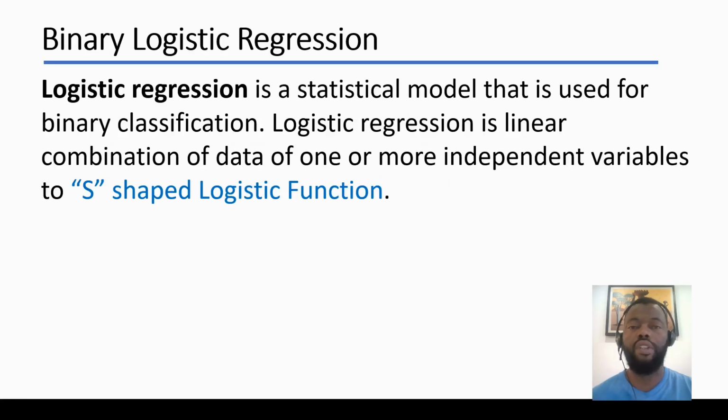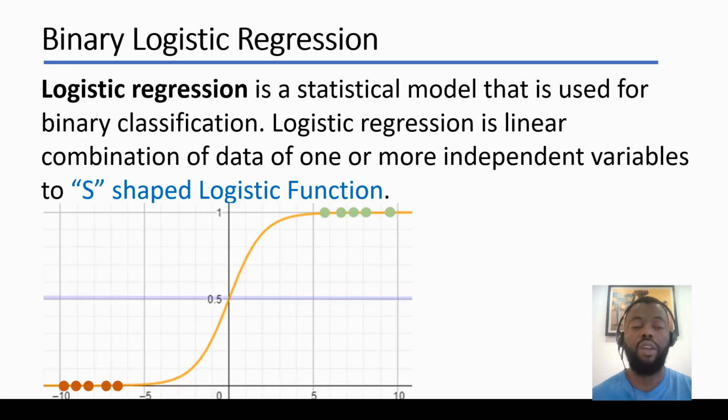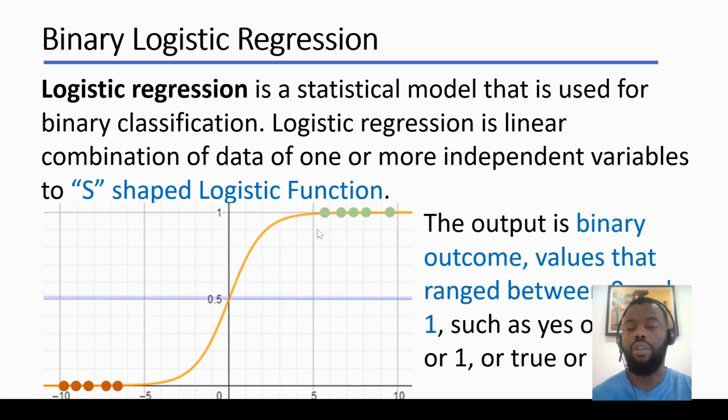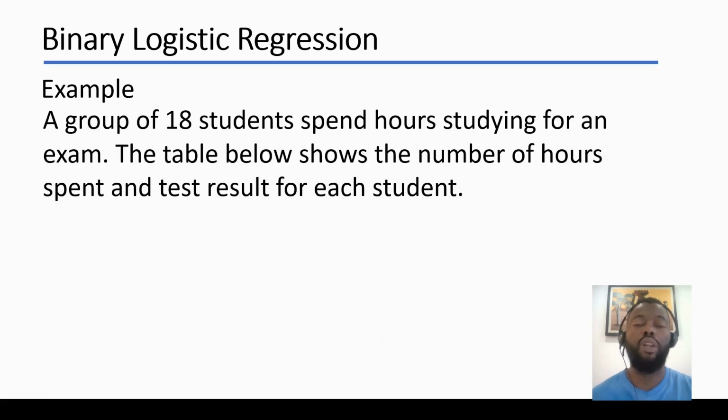Logistic regression is a model that is used for binary classification. It is a combination of data of one or more independent variables to an S-shaped logistic function. Here we can see an event of success and an event of failure. We expect only values between 0 and 1, so we can have 0 and 1. That's why we have this option: 0, 1, yes, no, true, false.